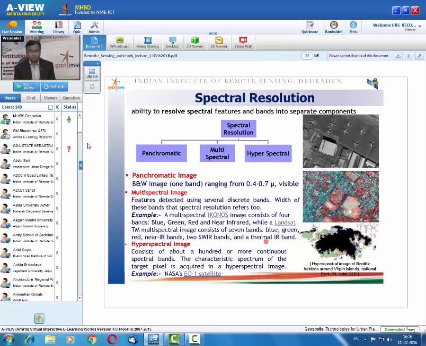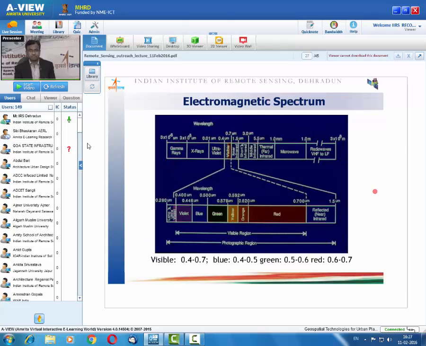We also have some examples from the Indian remote sensing satellite series. Then we have the hyperspectral images, where we have 100 or more continuous spectral bands, which helps in studying material properties. Particular phenomena can be studied in detail. One typical example is NASA's EO-1 satellite, and we all know about the Hyperion.